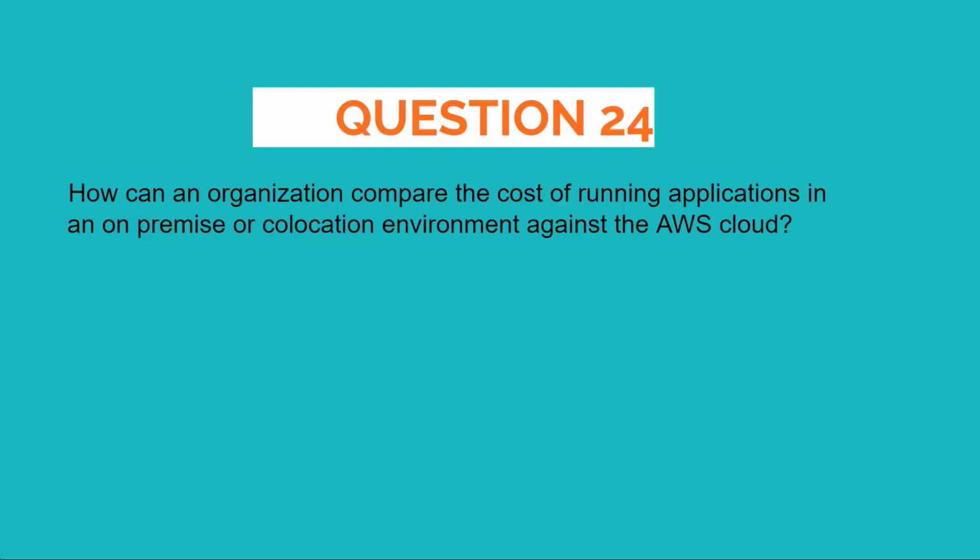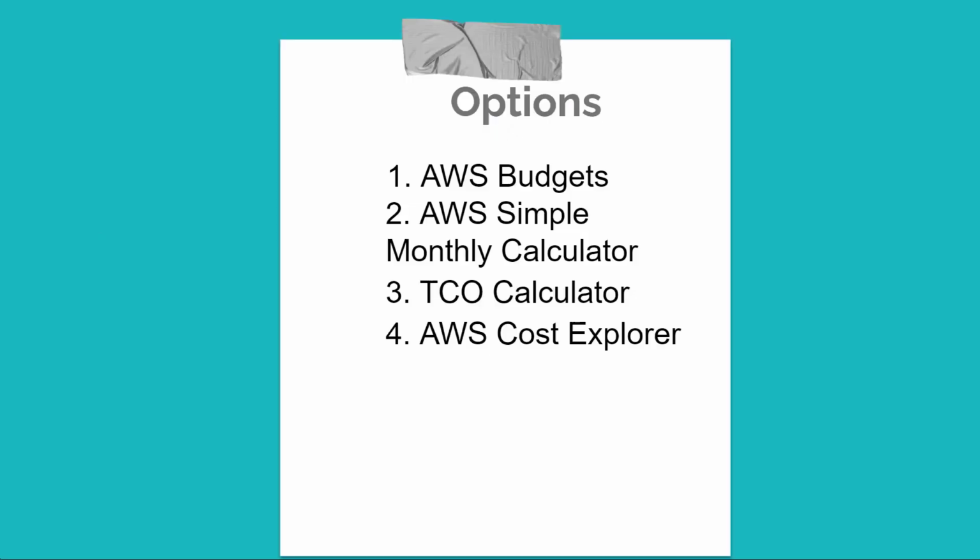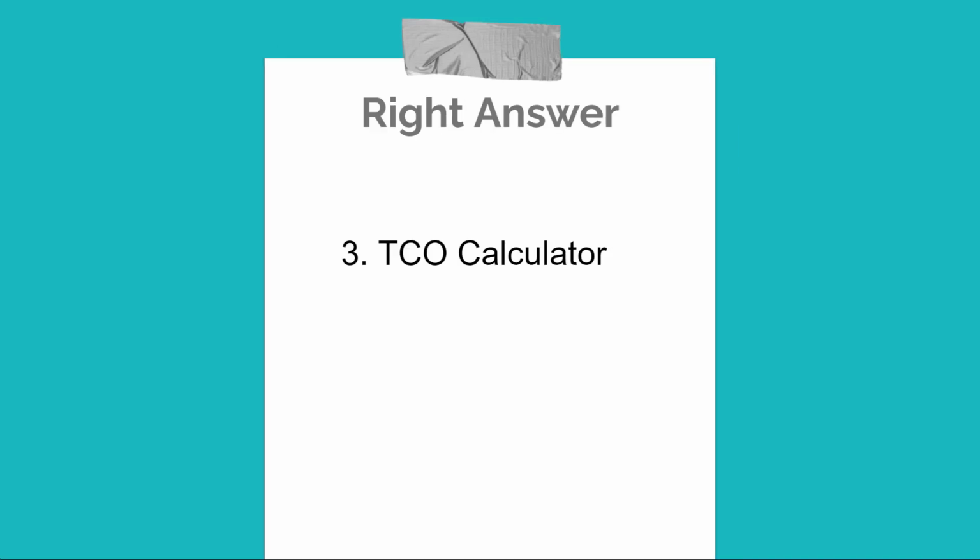Question 4. How can an organization compare the cost of running applications in an on-premise or co-location environment against the AWS cloud? Option 1. AWS Budgets. 2. AWS Simple Monthly Calculator. 3. TCO Calculator. 4. AWS Cost Explorer. Right answer is 3. TCO Calculator.